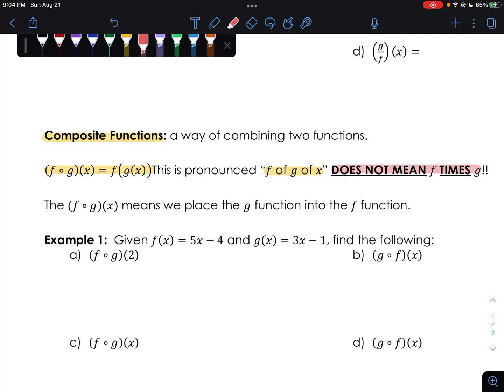Something super duper important: this does not mean to multiply. This does not mean to multiply. What this means is that we are going to place the g function into the f function.